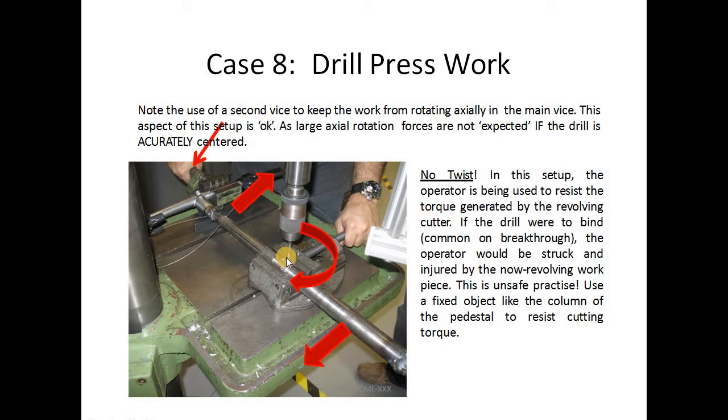So the operator restricts this particular torque. If the drill were to bind through, the operator would be struck and injured by the revolving workpiece, so it will be difficult and dangerous. This is an unsafe practice. Use a fixed object like the column or the pedestal bearing. Look at this column or pedestal bearing, any of them. It will resist the torque and hence is safe for the worker.